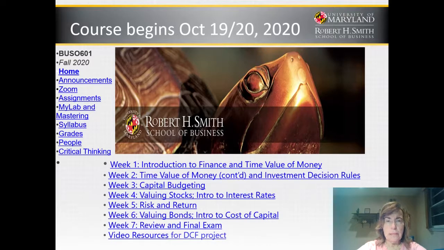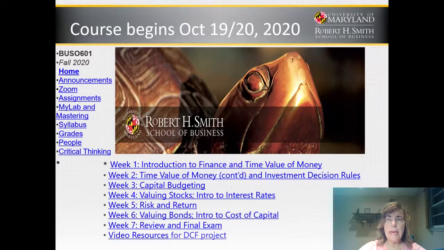I've been working on this homepage with the Pearson people, and you can see on the left I've got the homepage and links to different items in the course, like how to get into Zoom. In the center we have the different weeks, and you can see we're going to start off with time value of money, continuing what we've done in opening residency, continuing that into week 2, and then talk about something known as investment decision rules.